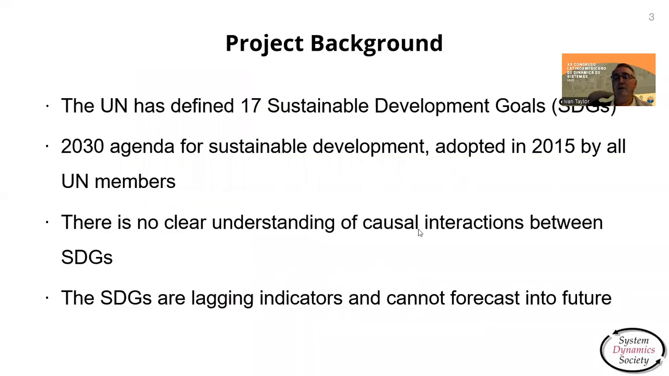You probably all know the UN developed 17 Sustainable Development Goals, SDGs, and they did that with a 2030 agenda for sustainable development adopted in 2015 by all UN members. However, when we tried to apply system dynamics to the Sustainable Development Goals, we found that there was no clear understanding of the causal interactions between the SDGs, and we found that the SDGs were lagging indicators and could not forecast into the future.